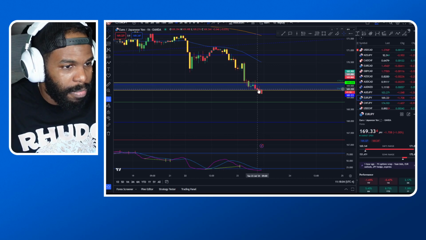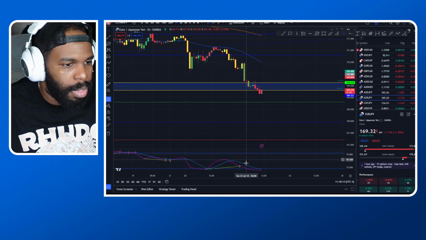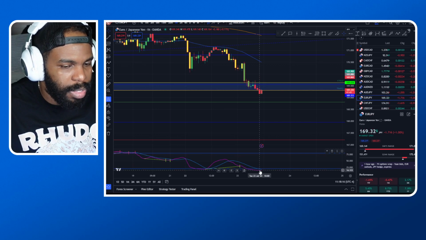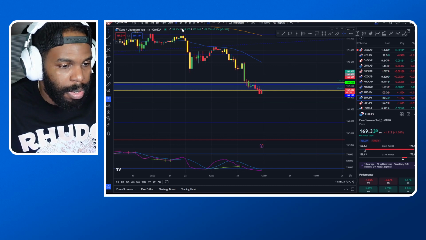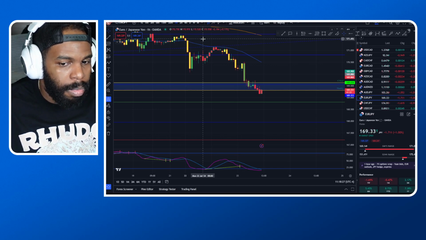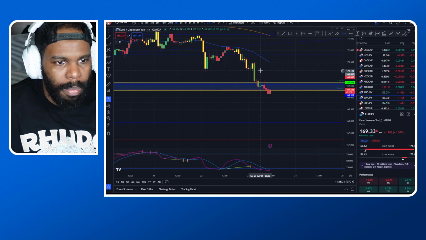So if we can get a shift of structure at this area of interest here, and then we get a cross at the RSI at the oversold area, because right now price is oversold on the RSI. So once we get this cross to the upside, and we get a 30-minute shift, and we get a 1-hour or 2-hour or 4-hour bullish engulfing, boom, we can take Euro JPY for a buy for the upside.